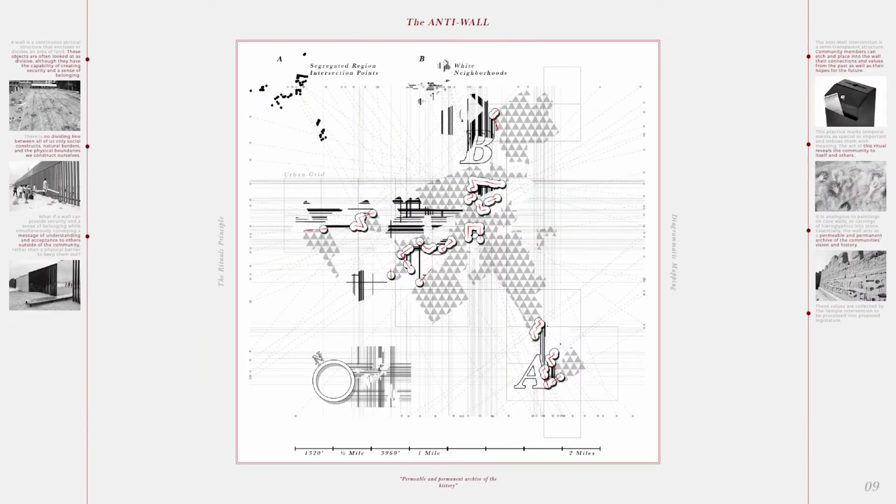The next intervention is the AntiWall, and this is based on the ritual principle. Typically, a wall only creates security for one side. The AntiWall is a vertical structure that can create security and a sense of belonging at the same time for both sides. The AntiWall is built along the exposed dividing lines between segregated neighborhoods. These are most prominent around the red line districts.